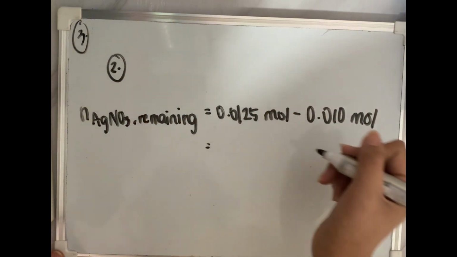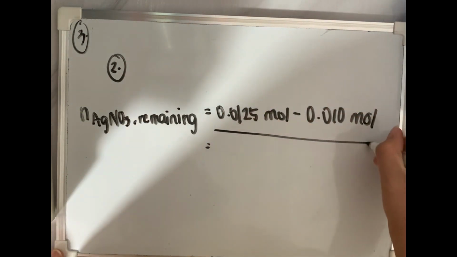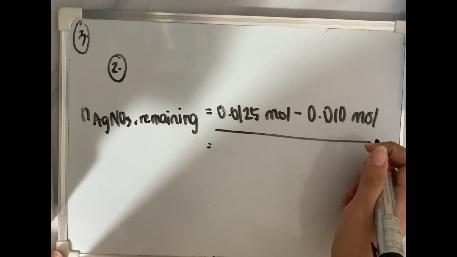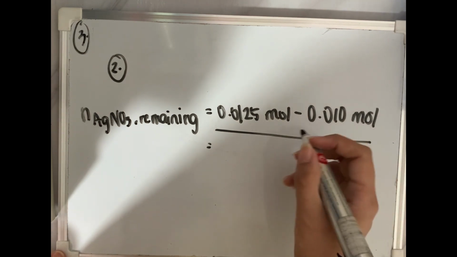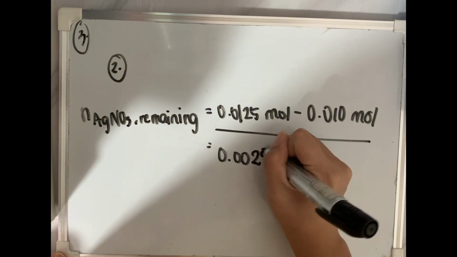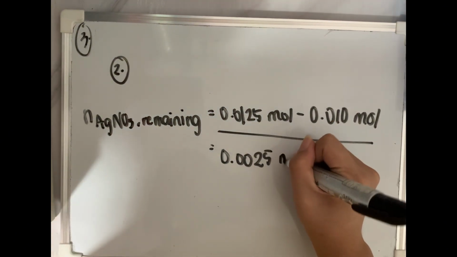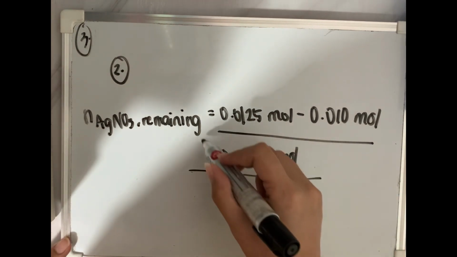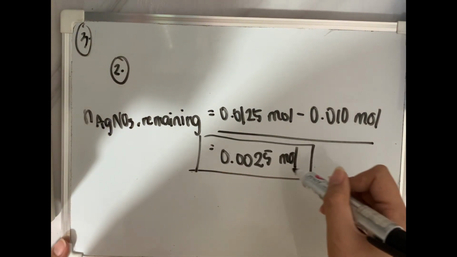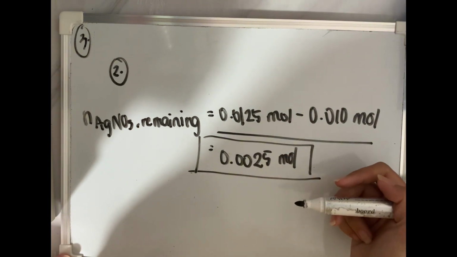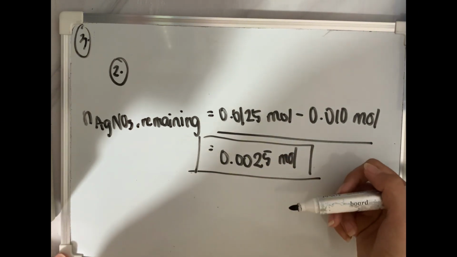So to get that, we just need to subtract this one. So 0.0125 mole minus 0.010 mole, the answer would be 0.0025 mole. So the final answer for example number 3 is this one. Therefore, the amount of excess reactant is 0.0025 mole.